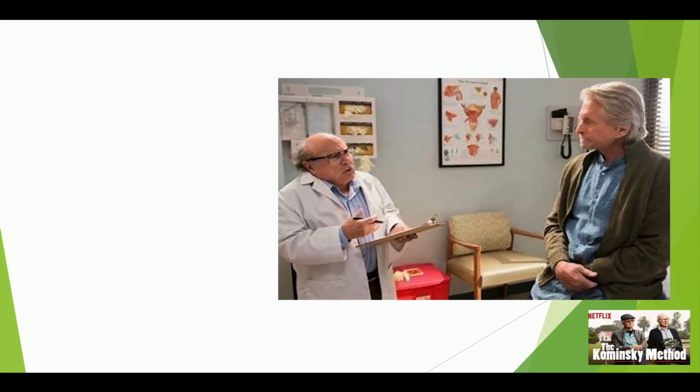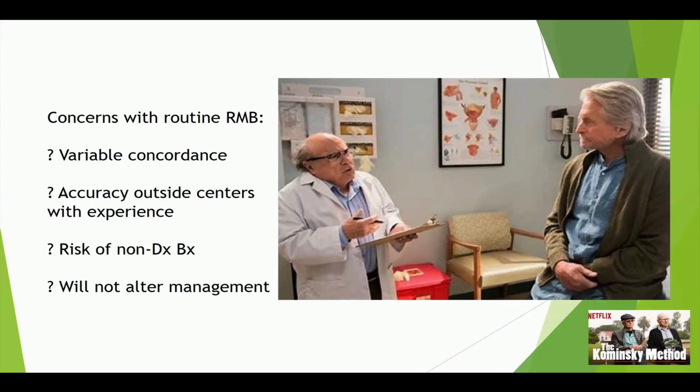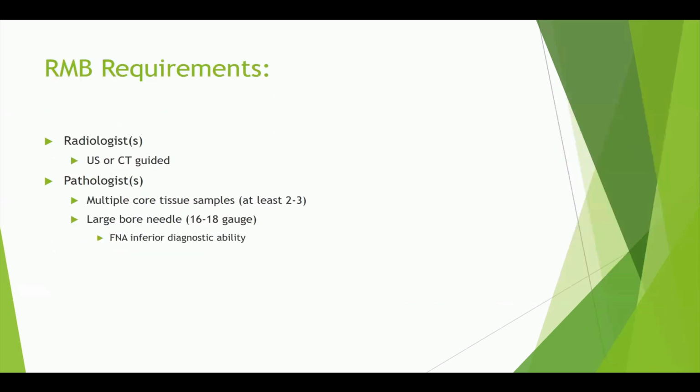As urologists, how should we counsel patients with a small renal mass when we're standing face-to-face, or more likely via Zoom? Well, many clinicians remain reluctant to adopt routine renal mass biopsy as a standard of care to guide the management of small renal masses. Several frequently cited concerns include variable concordance of renal mass biopsy and surgical pathology, a lack of evidence supporting the biopsy accuracy outside centers with experience, a risk of obtaining a non-diagnostic biopsy, and the idea that the biopsy will not alter management. We've already reviewed the data on variable tumor and grade concordance. Let's look at some of the other concerns.